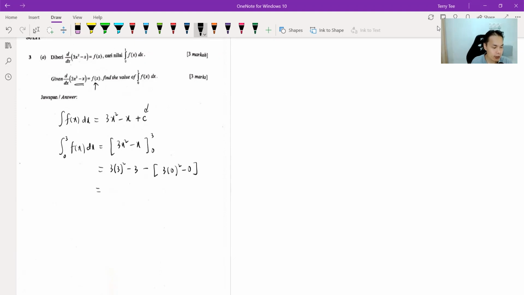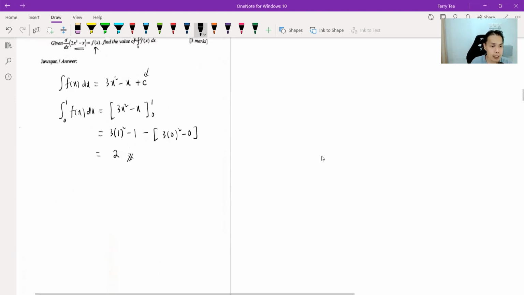Now, what we have here is 3 squared. Okay, sorry, this is 0 to 1. I read it wrongly. Yes, 0 to 1, not 0 to 3. So my limit is actually 1. You square it, this is 1. So 3 times 1 squared is 3. 3 minus 1 is 2. This whole thing is 0. Answer is just 2.